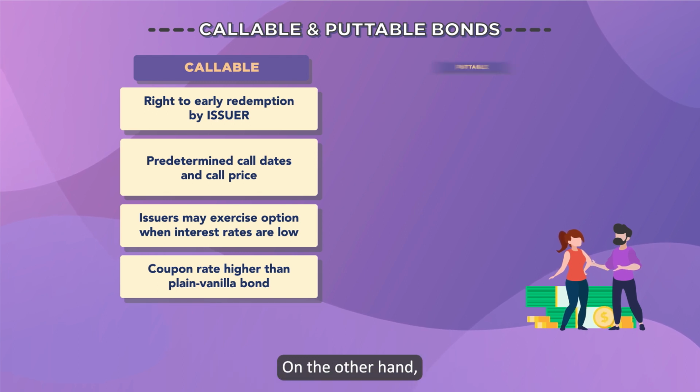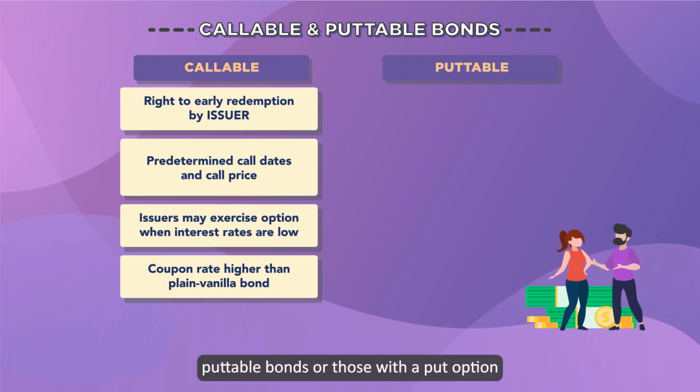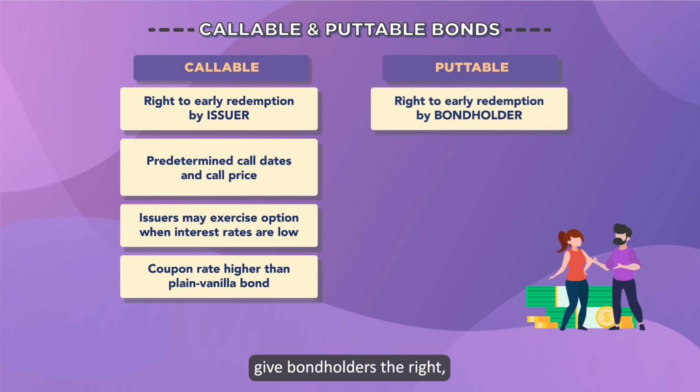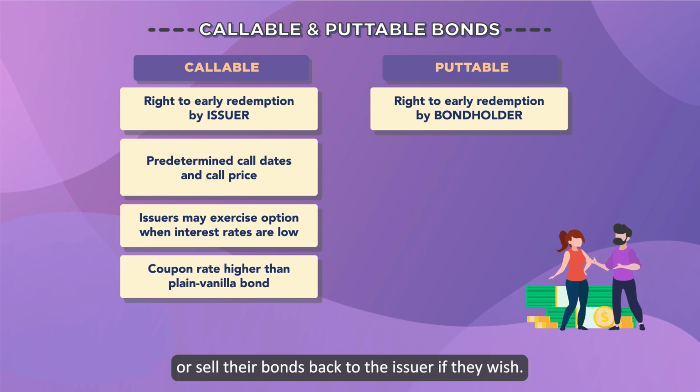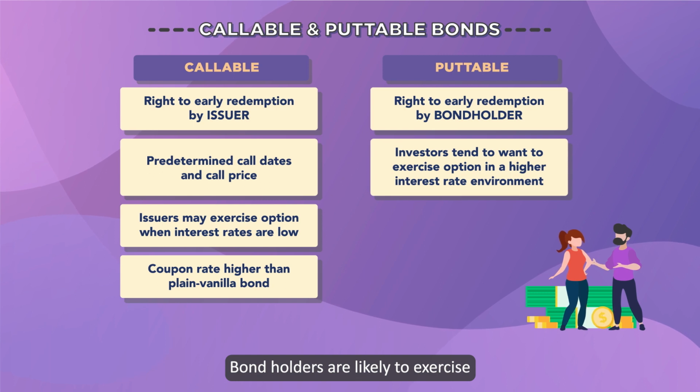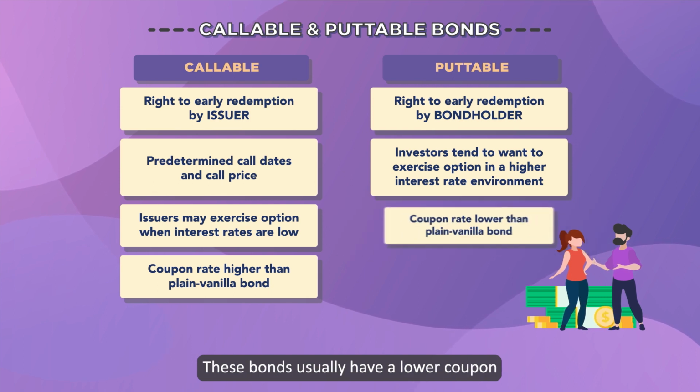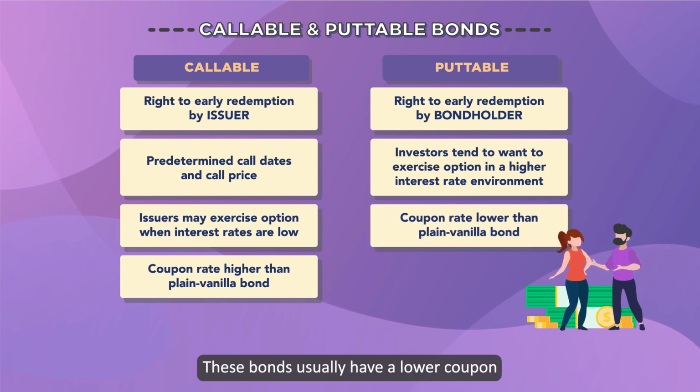On the other hand, puttable bonds, or those with a put option, give bondholders the right but not the obligation to have the bonds redeemed before their stated maturity date. That is, bondholders can put or sell their bonds back to the issuer if they wish. Bondholders are likely to exercise their put option when interest rates rise. Since the advantage lies with bondholders, these bonds usually have a lower coupon versus their plain vanilla bond counterpart.